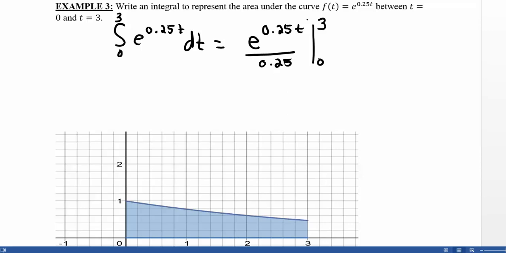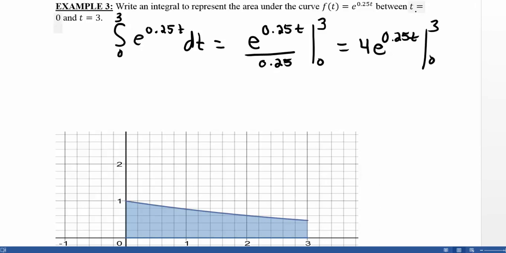So what I need to do now is I need to do a little simplification. If you have 1 over 0.25, that's the same thing as the number 4. So that means I can simplify my function into 4e to the 0.25t, evaluated from 0 to 3.